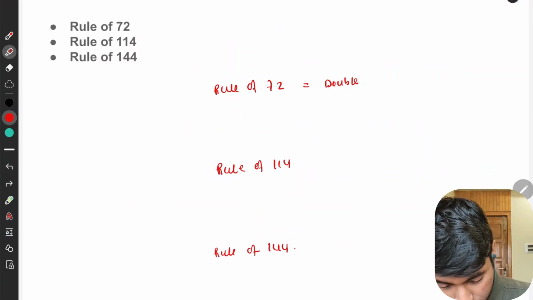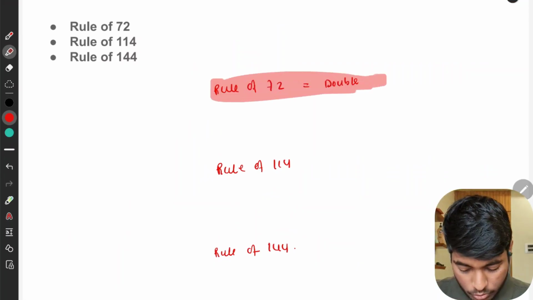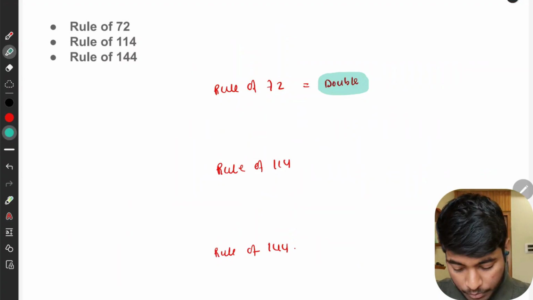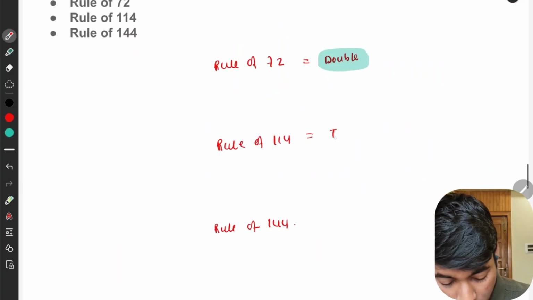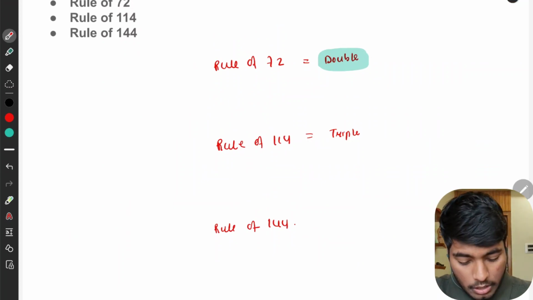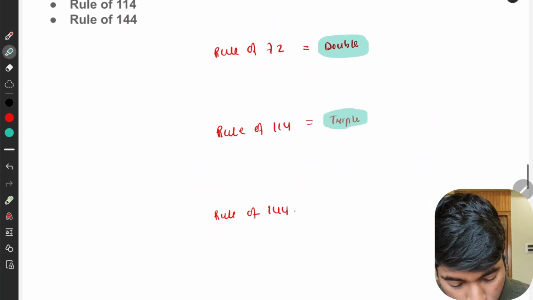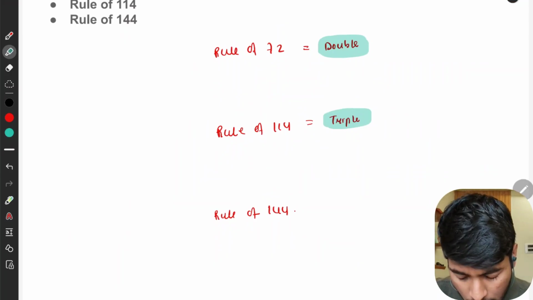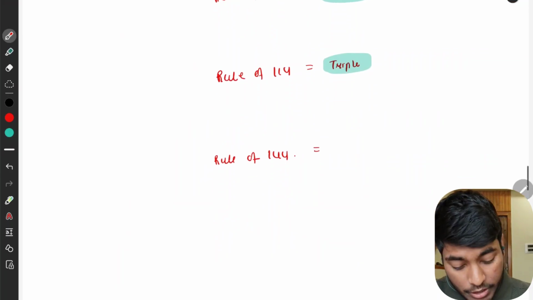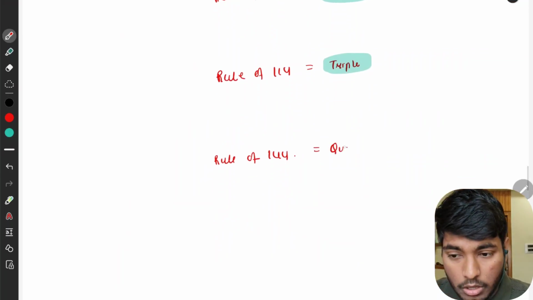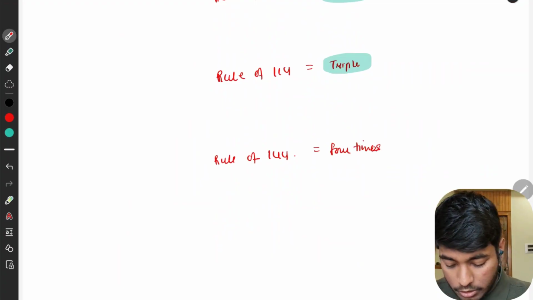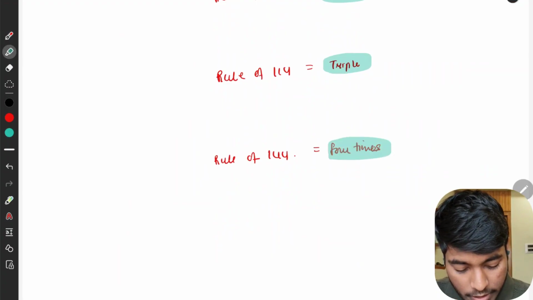Okay, it is the rule of double, the rule of 72. Whenever you are asked what is required for 3 times or triple, then you have to follow the rule of 114. And if the question asks how much time or how much rate it will take to become quadruple, or 4 times, then the rule applied is 144.